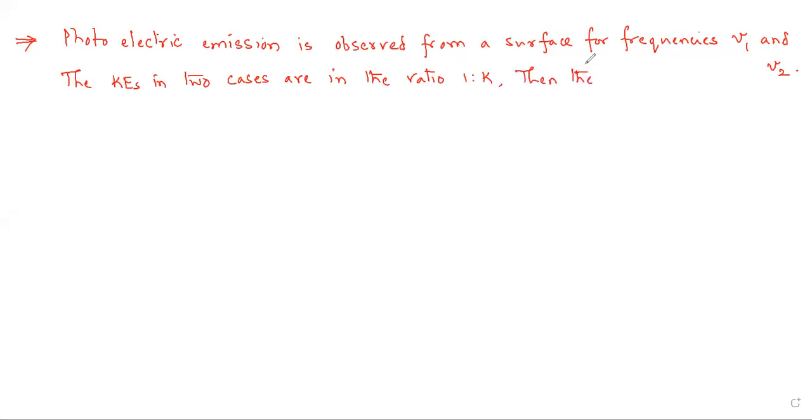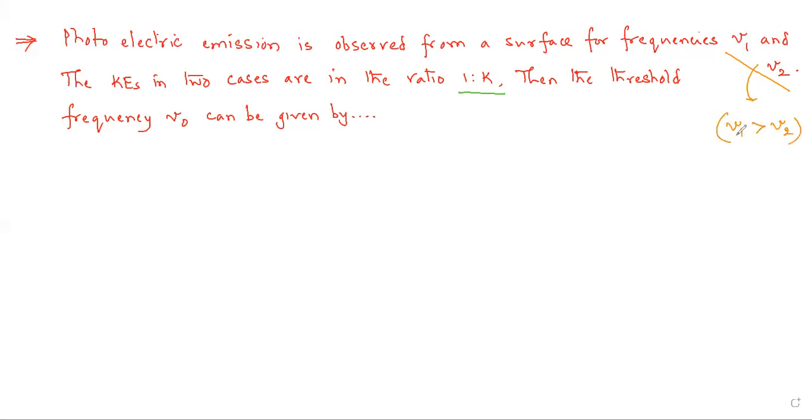Then the threshold frequency nu naught can be given by. Okay. So, of course, I think you can solve this question because it's again on the basis of the relation between kinetic energy and the frequencies. Of course, the threshold frequency also is taken into consideration. But there is some interesting point. Remember here it is nu1, of course. It is also given that nu1 is greater than nu2. Let's see how to solve this.